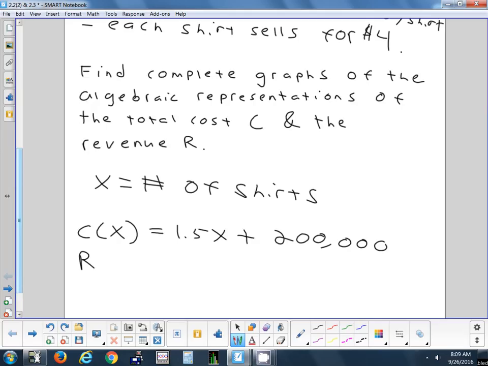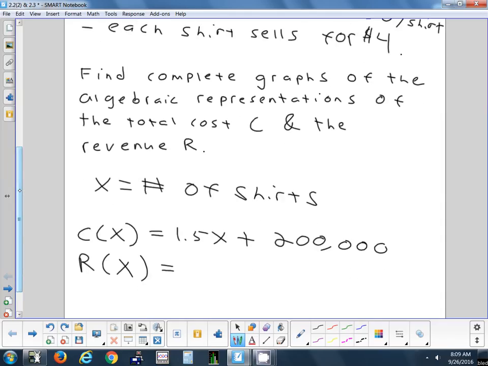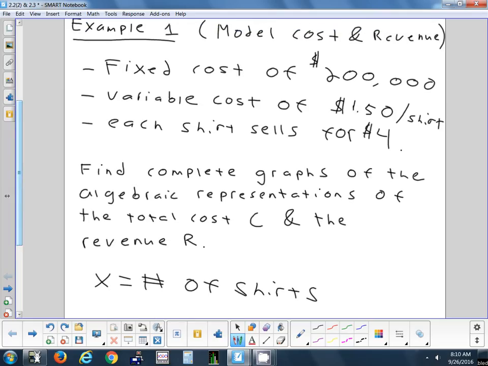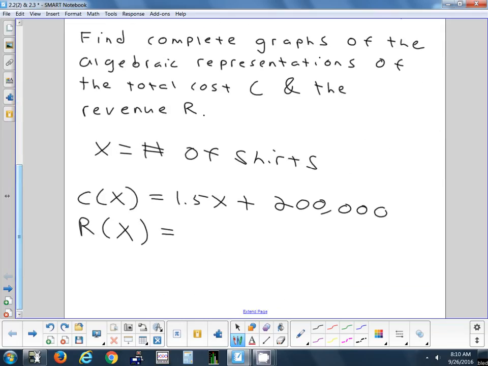Right, now let's come up with a formula for our revenue. Revenue is just how much money they take in. It's not necessarily profit. So what's our revenue here? Oh, Tom? All right, so the revenue, what are they taking in when they sell their product? How much does their product sell for? $4 per shirt. So our revenue here would be 4X. Yeah, good.